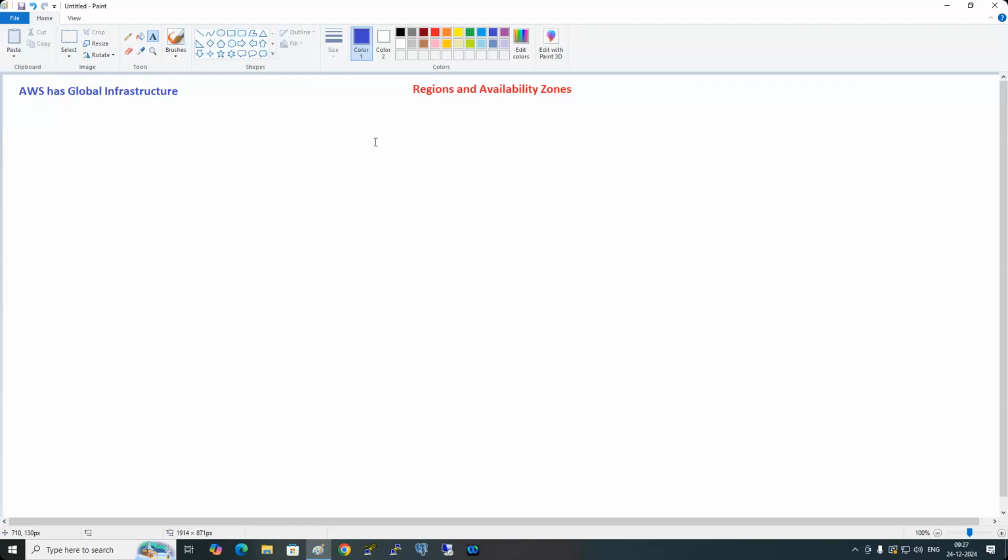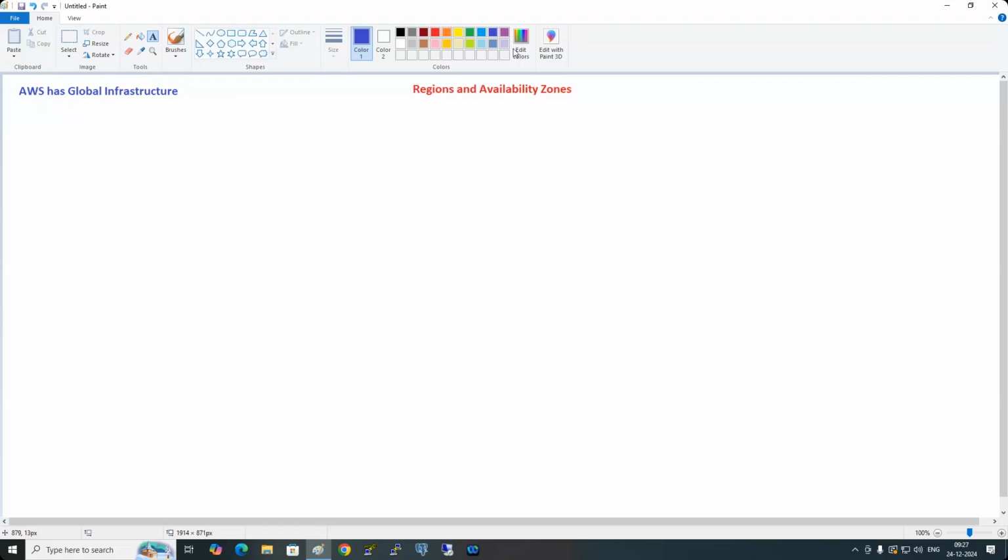You can say it, but the best way to answer what a region is in an interview is: a region is a place where AWS has its infrastructure. Simple as that. Or else you can say a region is a place where AWS has data centers. What does a data center contain? Infrastructure. What does the infrastructure contain? Servers, storages, databases, etc.